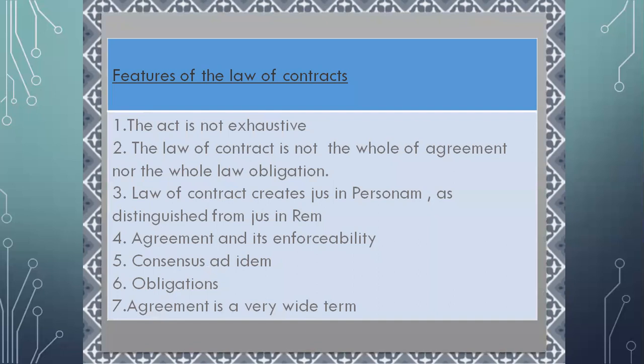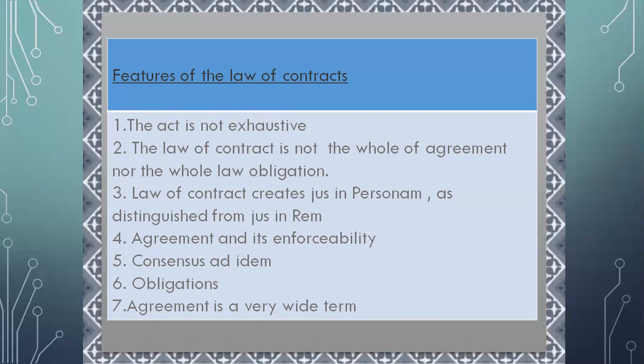Now we are moving towards the next topic. This is of unit number 2. The point is features of law of contract. The very first feature is the act is not exhaustive. What does that mean, right? The Indian Contract Act does not claim to be a complete and exhaustive code, right?